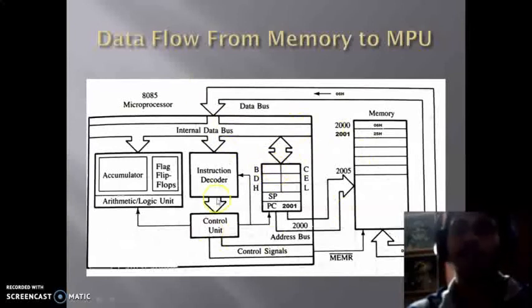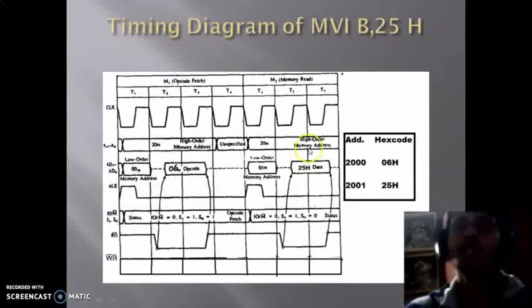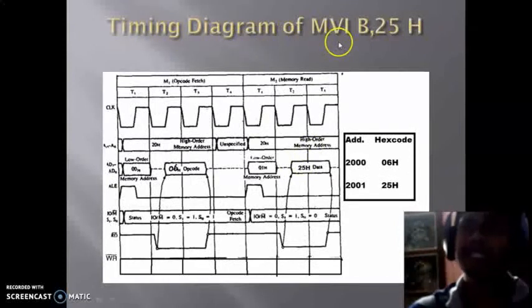So that is the overall operation, and it can be understood if we draw the timing diagram. To perform this operation we need two machine cycles, as I already discussed. One is the opcode fetch machine cycle, and the second is an 8-bit memory read, so that's why we need a memory read machine cycle. To fetch the opcode we need 4 T states: T1, T2, T3 and T4.